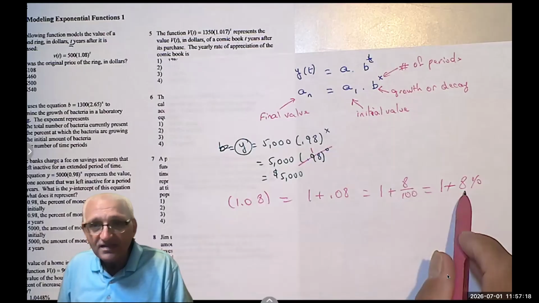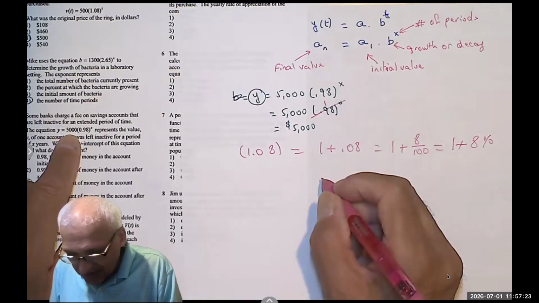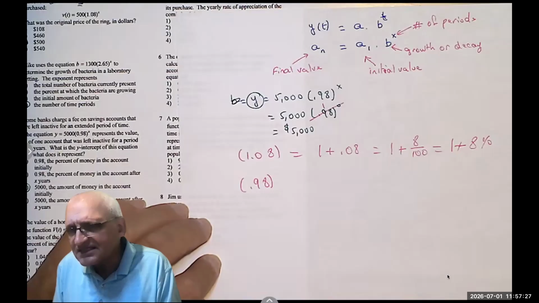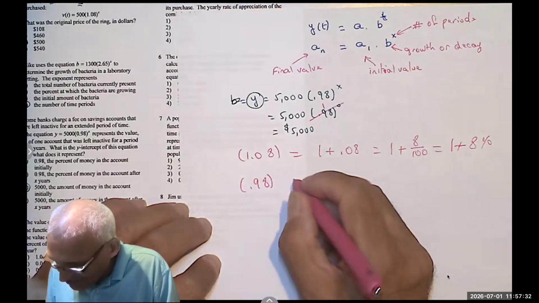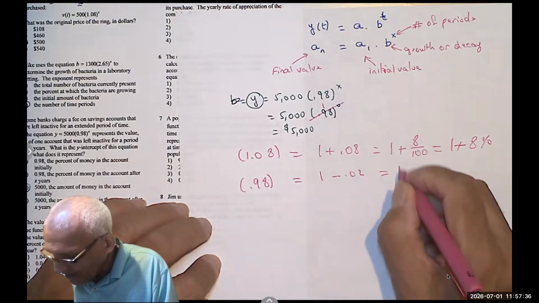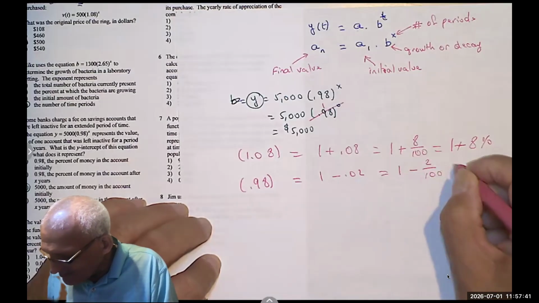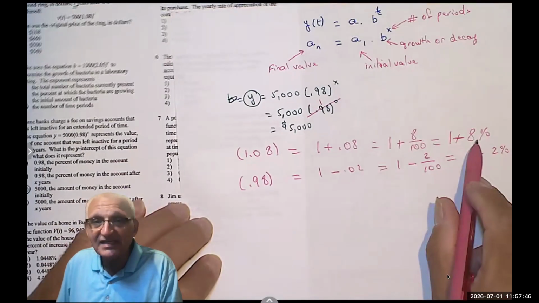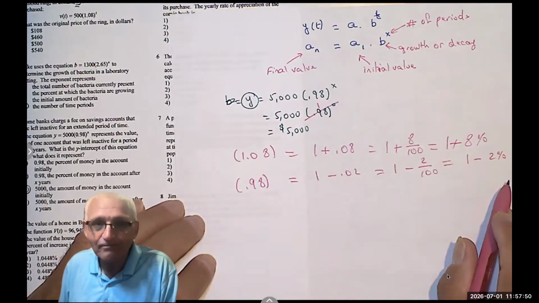So this is a growth. When we look at number 3, it says 5,000 times 0.98. It's less than 1, so it is absolutely a decay, because I can write it as 1 minus 0.02. I can write it as 1 minus 2 over 100. I can write it as 1 minus 2%. So this one is 8% growth. This one is 2% decay.